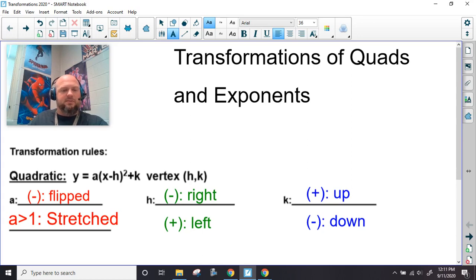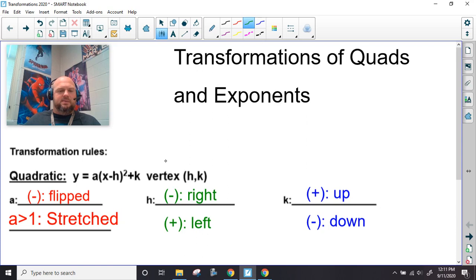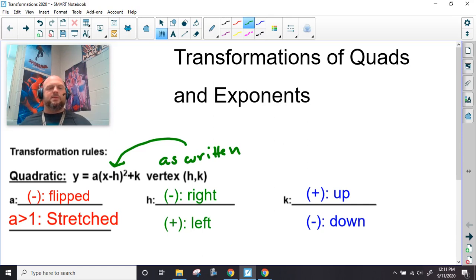All right, in our quadratic, this is in vertex form right here. Now, A, if it's negative, it's flipped or rotated about the x-axis. And it's stretched if A is greater than 1. Now, there's another rule. If A is between 0 and 1, it's compressed. We're not really focusing on that right now. We're just focusing on this part. This is the one that always gets everybody. It's the H. This is as written in the equation, because if you look right here, that is a minus H right there.